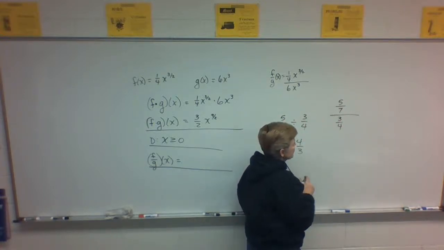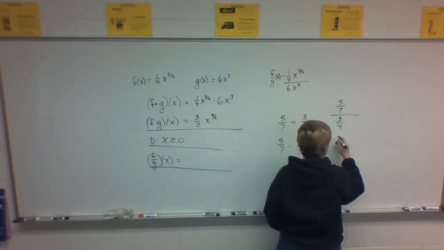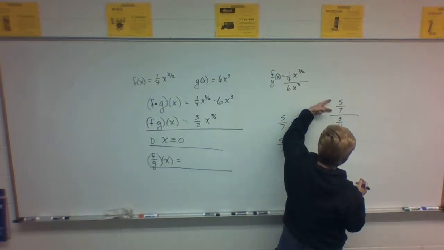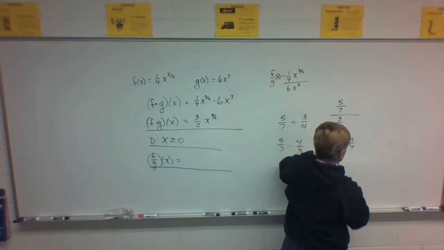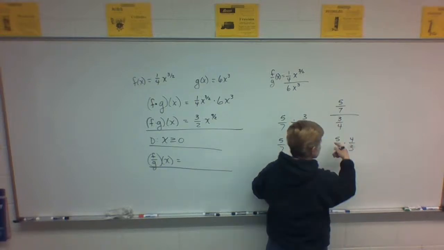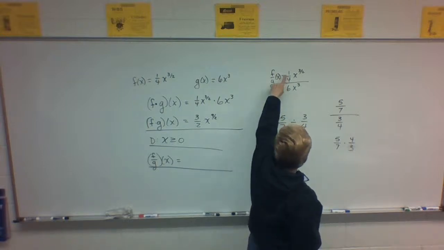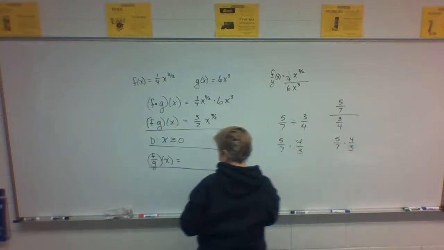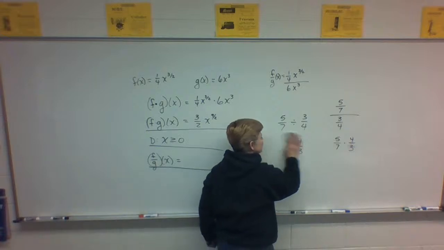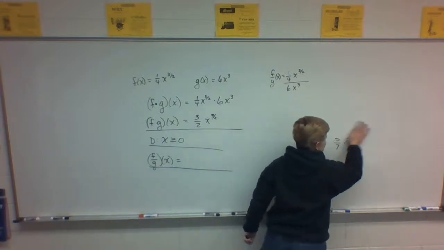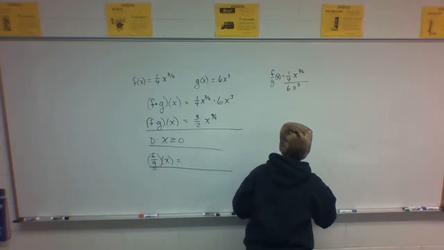It's the same thing. It is 5/7 divided by 3/4, which means that it is 5/7 times 4/3. You flip it over, which gives you 20/21. You see what I'm saying? So if you've got 1/4 divided by 6, that's the same thing as 1/4 times 1/6, which is 1/24.